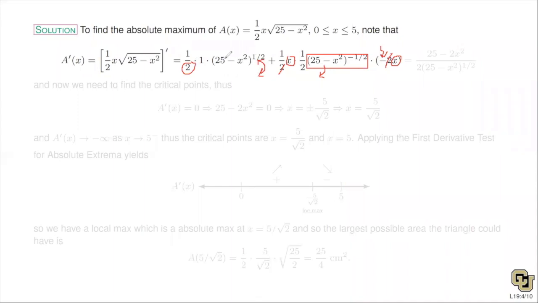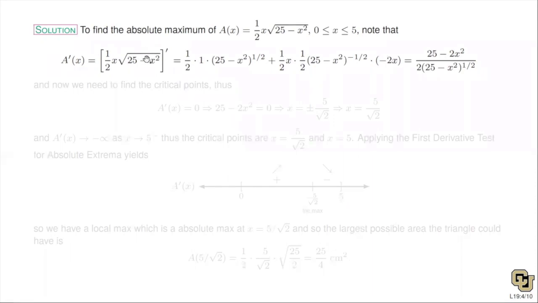The numerator becomes 25 minus x squared to the 1/2 times 25 minus x squared to the 1/2, which is 25 minus x squared. And then minus, the other term is minus x squared. So eventually when we combine everything, we get 25 minus 2x squared over 2 times the positive square root of 25 minus x squared. So that's our derivative as a single term.